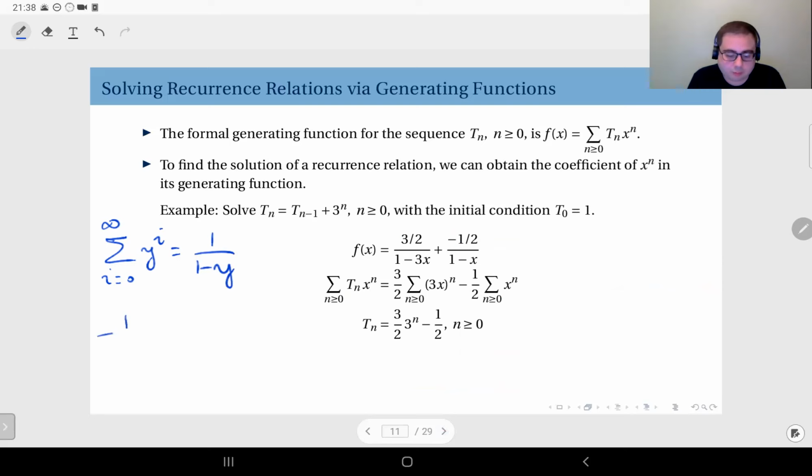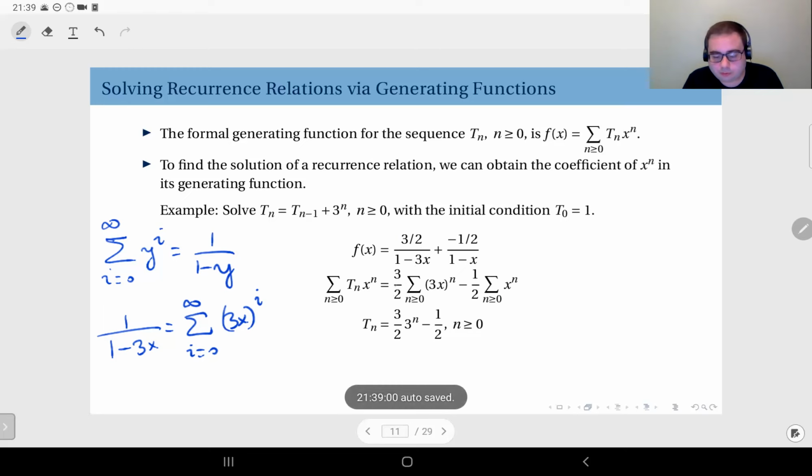So, for instance, when I have 1 over 1 minus 3x, this I can write simply as the sum i from 0 to infinity of 3x to the power i. Simple as that. Okay? Therefore, 3 over 2 over 1 minus 3x is equal to 3 over 2, the sum from 0 to infinity, 3x to the power n, minus, coming from this minus sign, 1 half, the sum n from 0 to infinity, x to the power n, because this is simply 1 minus x. And this whole thing is my generating function, which is by definition equal to this.